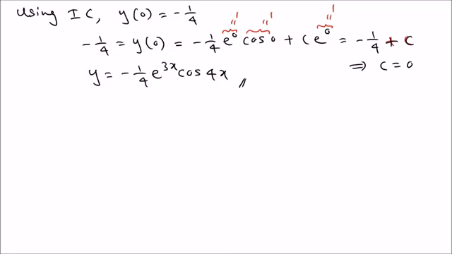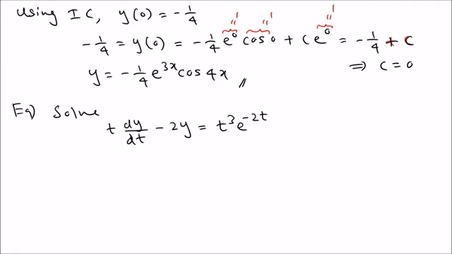So let's try to solve one more of these, because this is very important. I'm going to do one more. As the next example, let's try this: solve t dy/dt minus 2y equals t^3 e^(-2t). Okay. Good.